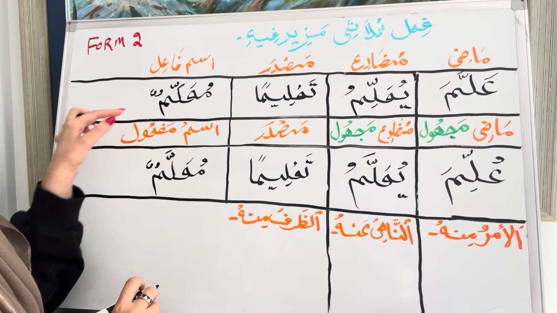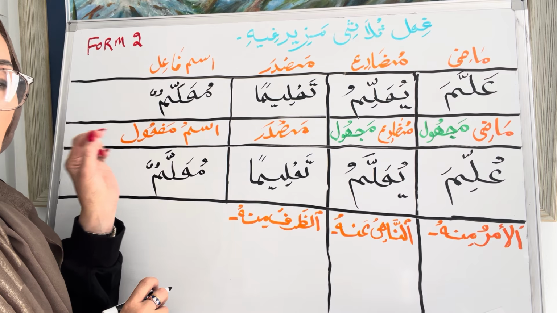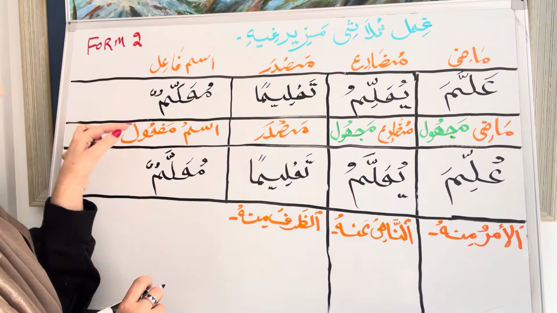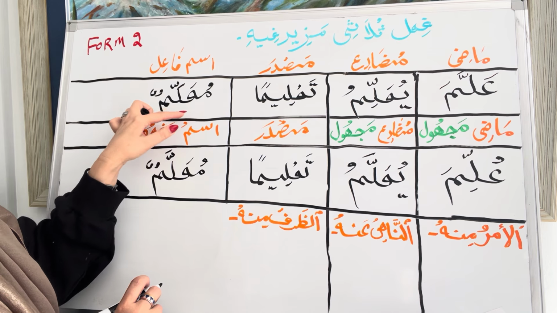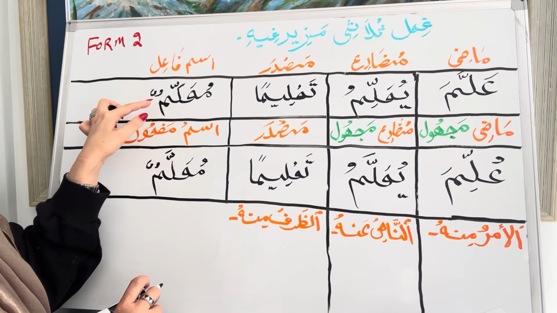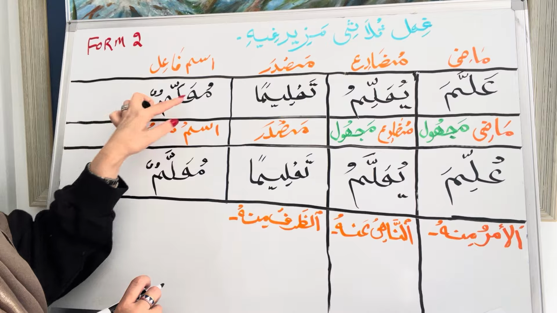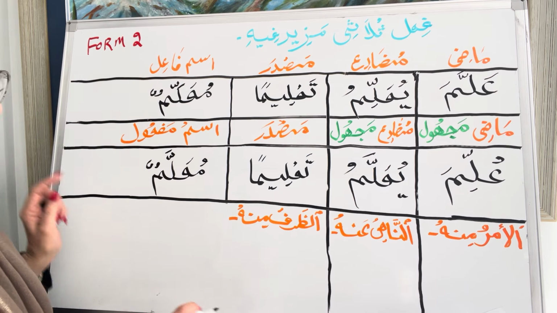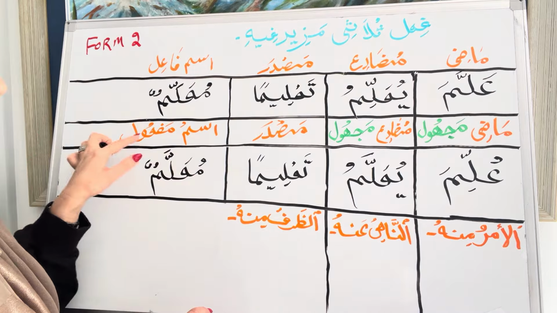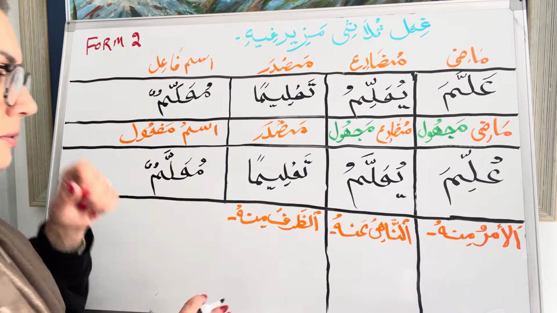Here, the changes are not that big of a deal, but they matter, so we have to pay extra attention. Here it is mu'allimun, because the kasra is going to be on the bottom, and here it becomes mu'allamun, right? So that would be the maf'ul.